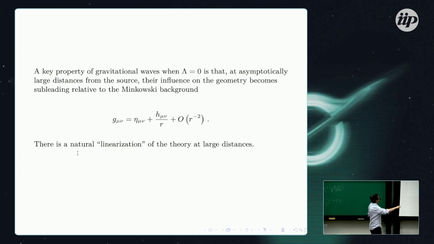Okay, the information of the wave is codified in this tensor, and this term decays like 1/r. So at very large distances, basically the amplitude of the wave goes to 0. So we obtain a Minkowski spacetime plus a small deviation with respect to it. This is well known and is fundamental for the boundary analysis. And for that reason, there is a sort of linearization, so the linearization of Einstein's equation near scri plus, also near spacelike infinity.